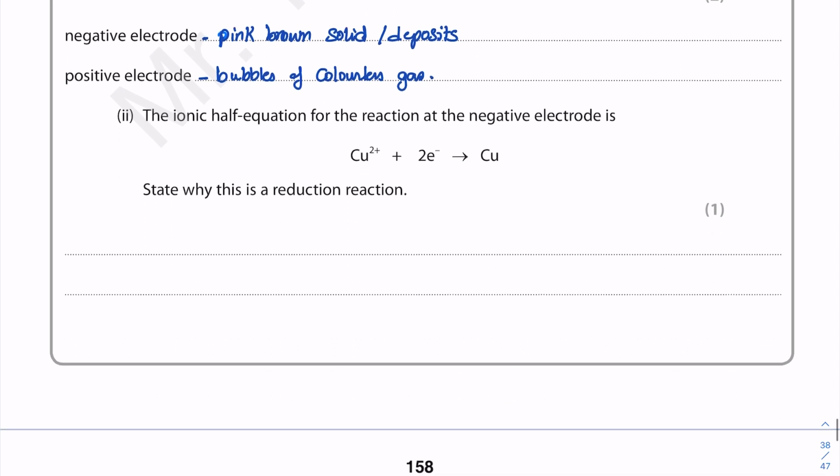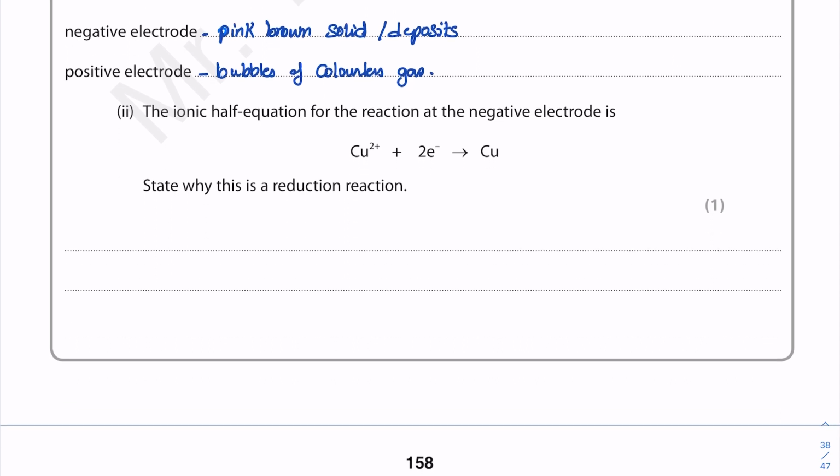The ionic half equation for the reaction at the negative electrode is Cu2+ plus 2 electrons gives Cu. ليه الرياكشن دي described as reduction عشان حصل فيها gaining electrons. يبقى copper ions أو copper ion gains electrons.